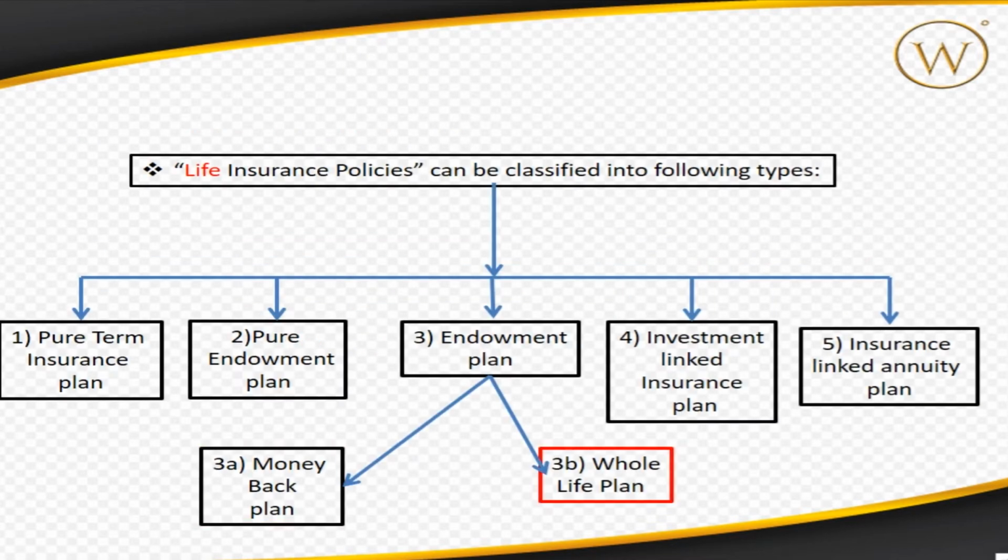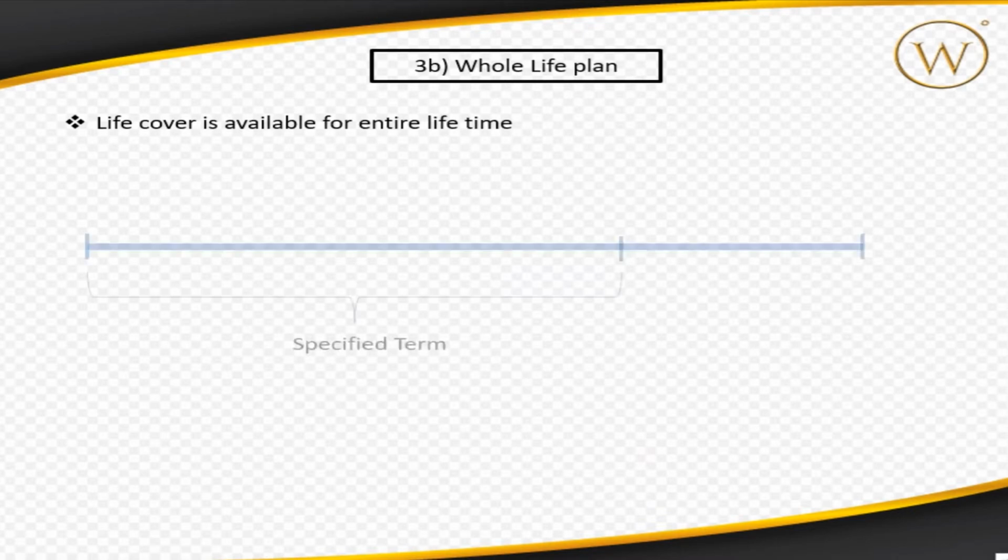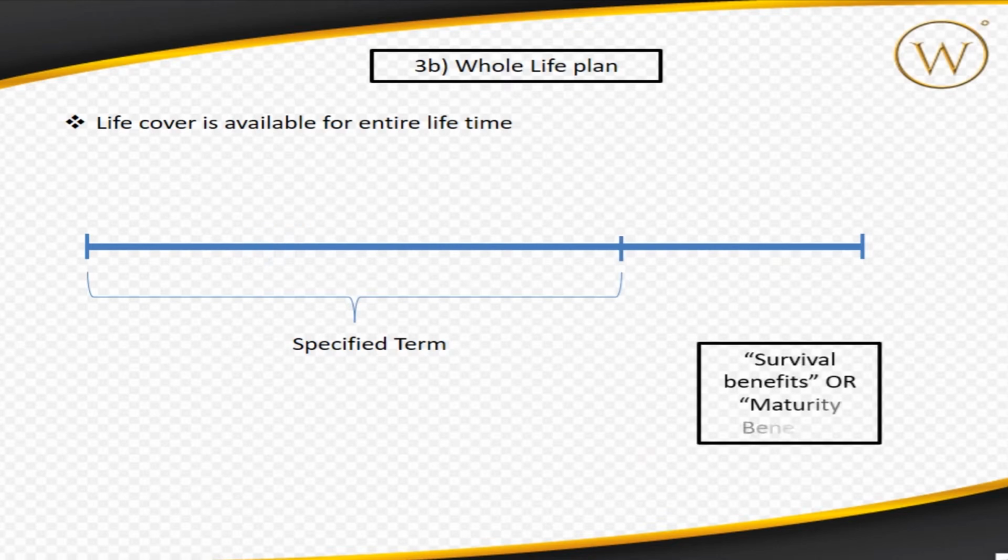The second variant of endowment plan is a whole life plan. In a whole life plan, your life cover is available for your entire life. So over here, if your death happens within the specified term, that is an early death, then your family receives compensation on your death. However, if your death does not happen during the specified term and you survive the specified term, then you get a survival benefit at the end of the specified term, using which you can cover the risk of dying too late.